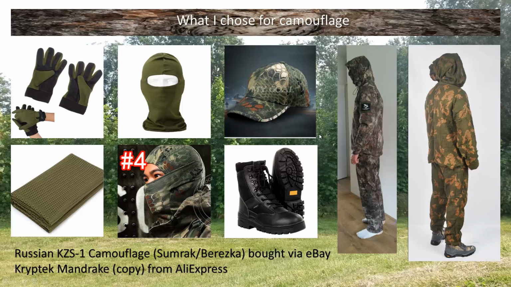And then what I chose for my camouflage, I recently bought the Russian KZ-1 camouflage. I'll do a review on this with a friend of mine. Sumrak Berezka, I bought it via eBay. I think this would cost me around $25 including shipping.